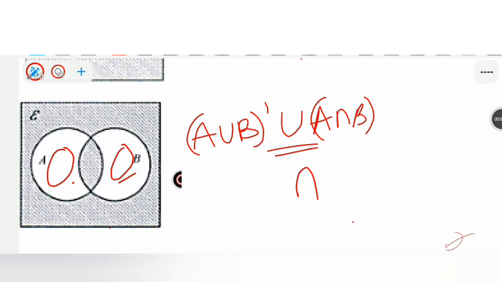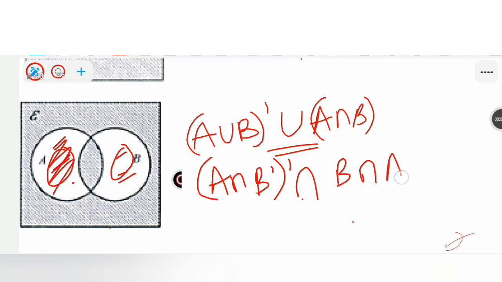So this part here is A intersection B prime. But since it has been cut out, you can see that it was not shaded. It has been cut out. So that means you have to prime it. You prime it. Intersection. Then this other part was not shaded too. It's just white. That will be B intersection A prime. But you have to prime it.